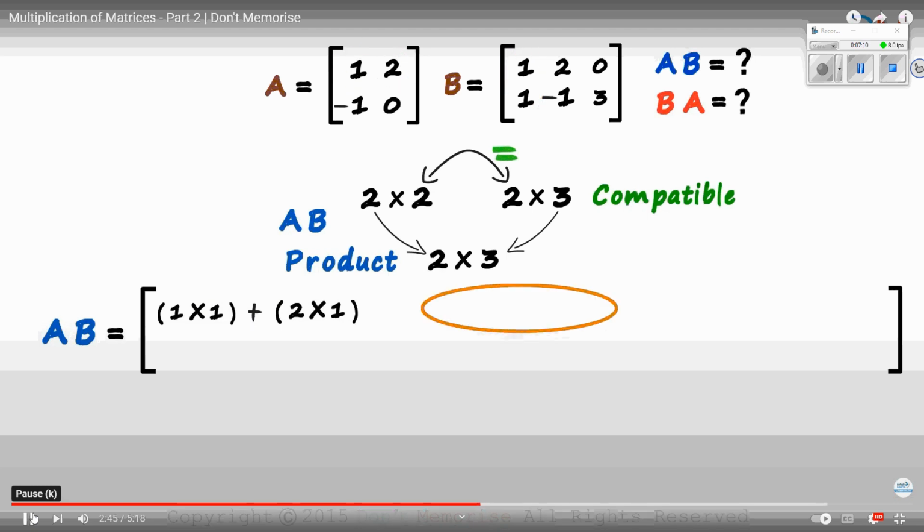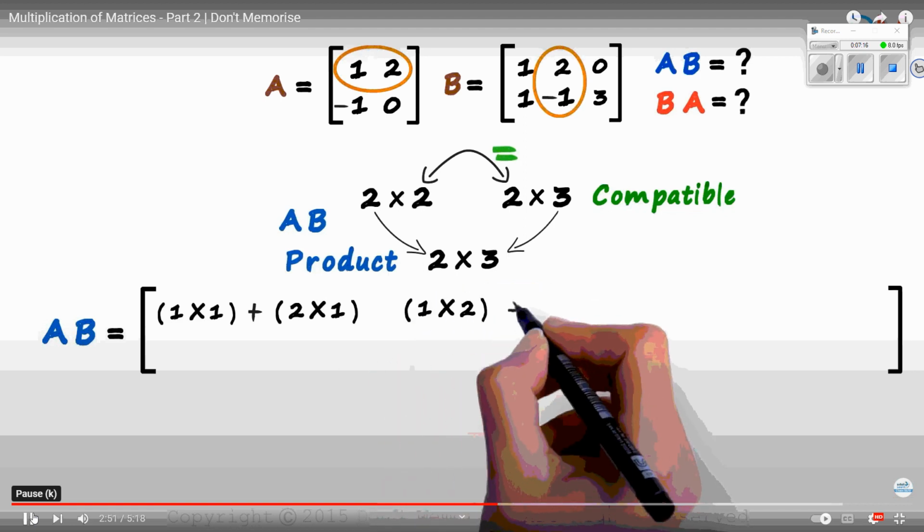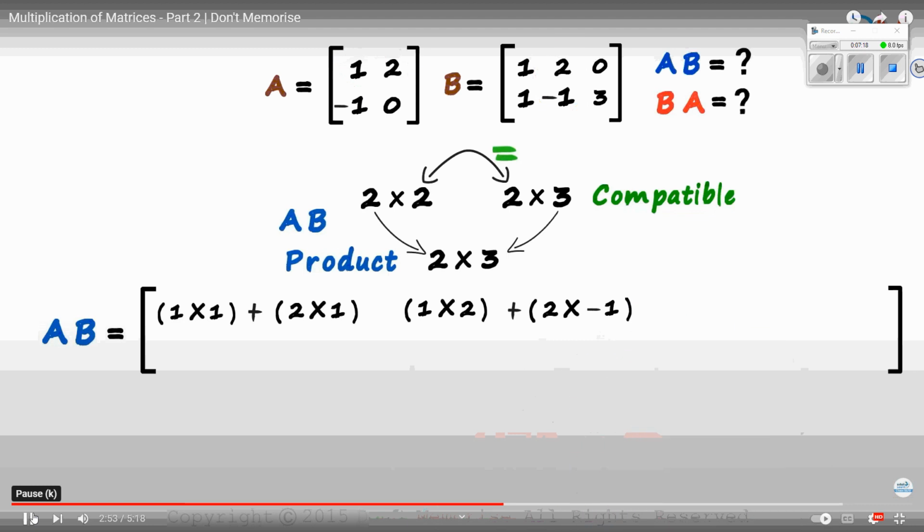Now for the 1/2th element, we multiply the first row with the second column. We get 1 times 2 plus 2 times -1. This sum will be the 1/2th element. When she says 1/2th element, she means the first row and the second column. This first row here and this second column here.